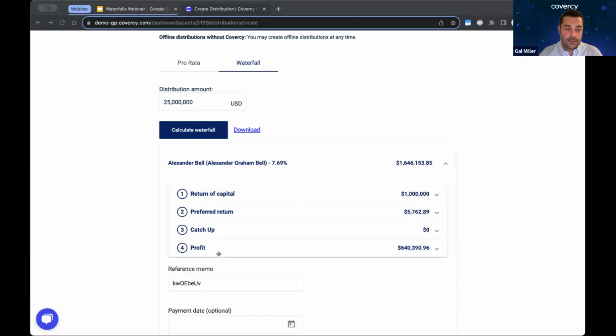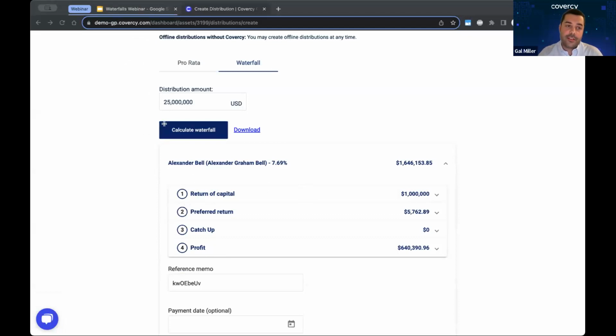So here, we'll see something similar to the previous waterfall, but a bit different. The first two hurdles are exactly the same. We've seen them in the previous example. Here, the catch-up and profit also look the same, but there are two major differences. One, the catch-up is not a semi-catch-up, it's a full catch-up. So 100% of the distributions go to the GP in this hurdle.